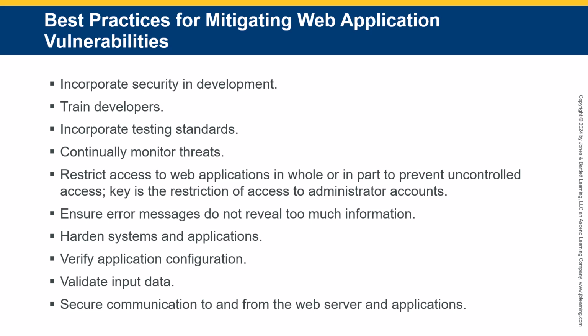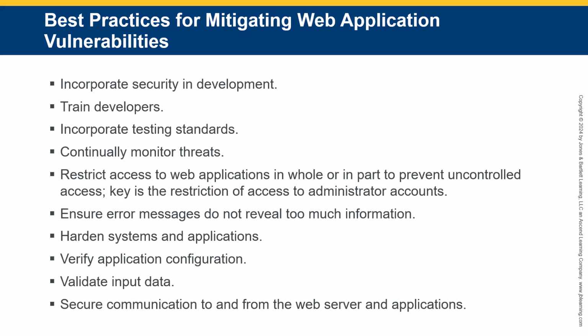Best practices for mitigating web app vulnerabilities: train the software people. Incorporate security at all levels. Incorporate testing standards. Monitor threats, vulnerabilities, and look at risk. Develop security policies and practices from the beginning. Maybe have a security person work with the developers. Restrict access to those who need it.